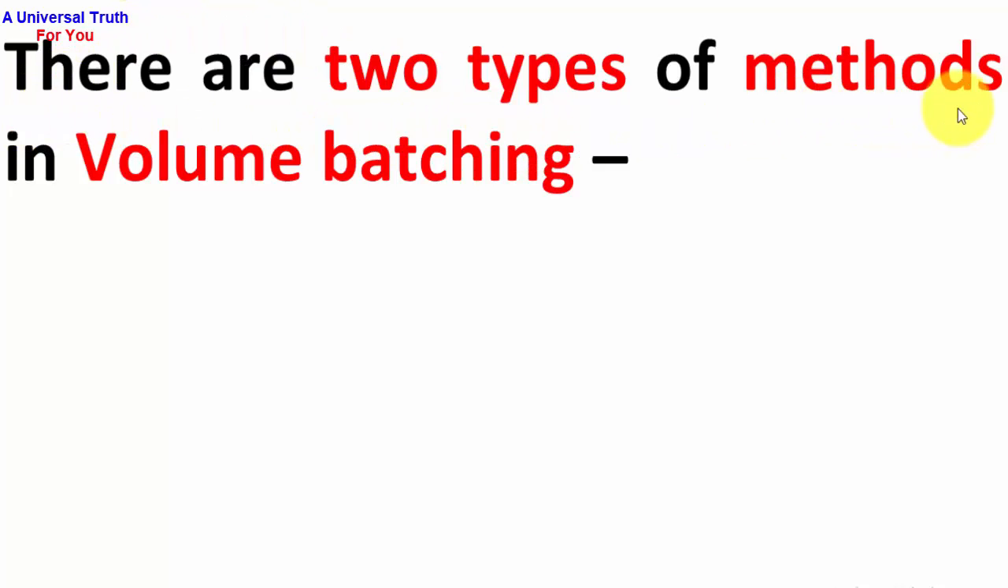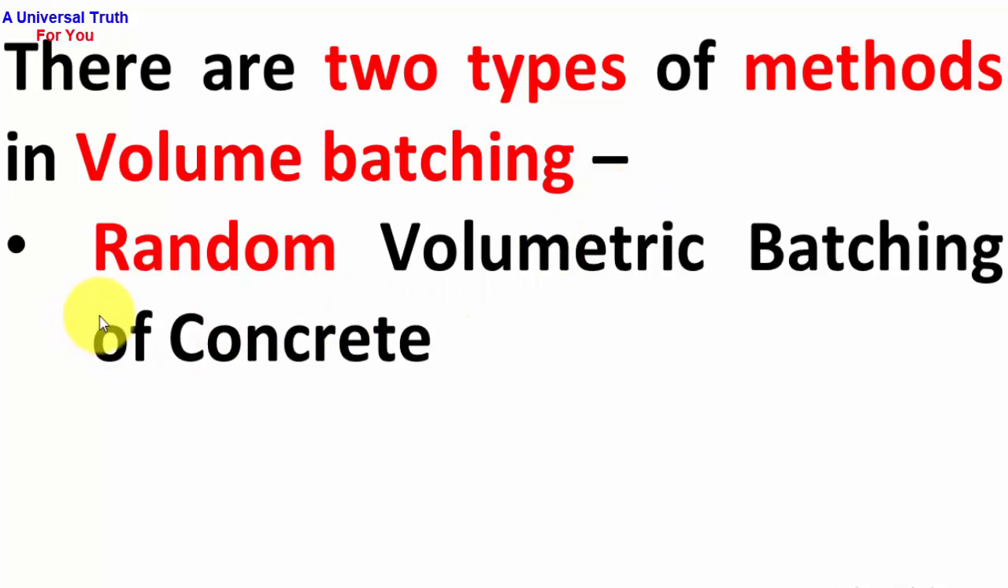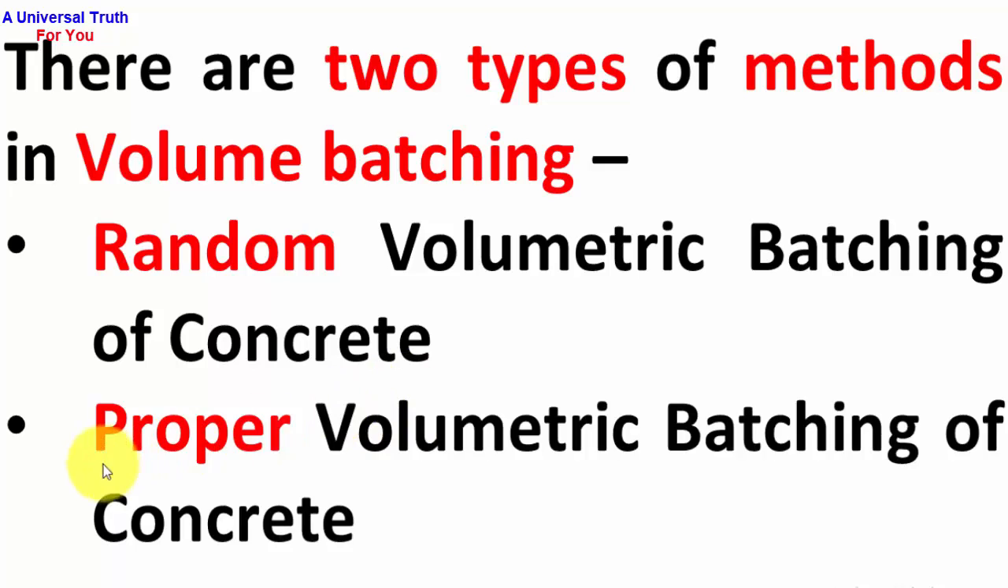There are two types of methods in volume batching. First is random volumetric batching of concrete. Second is proper volumetric batching of concrete.